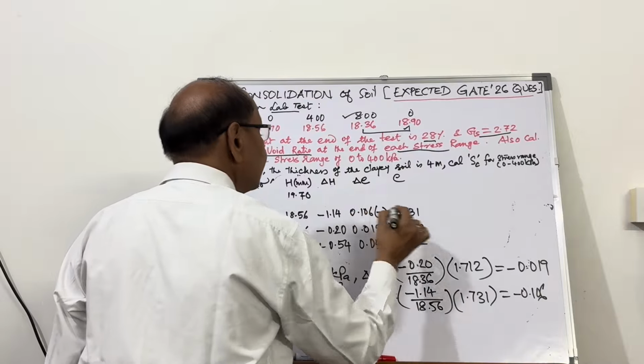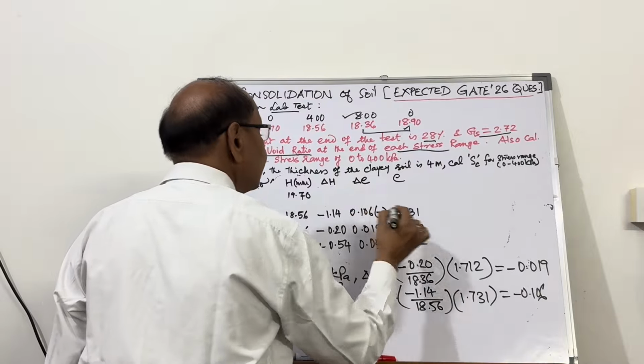So now in the similar fashion, I can calculate the another value, and another value will be 0.731 plus 0.106, and therefore it becomes... This minus this is minus minus plus, so it becomes 0.7 and 1, it becomes 0.837. So you can find out for this pressure range also.